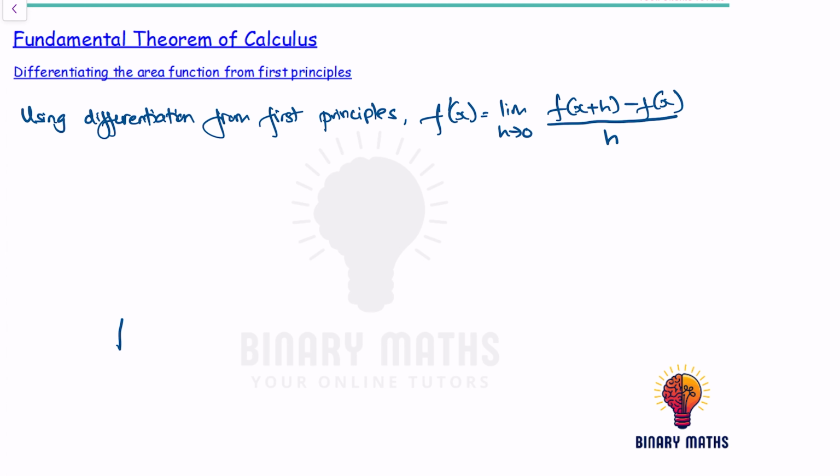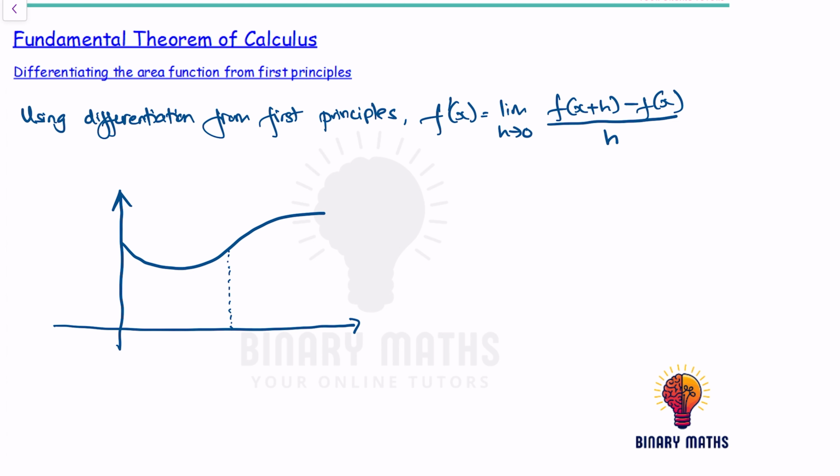So imagine we have a function. The function goes like this, and then we have a point x here, and this would be f of x, the corresponding y value. If we increase x by h, then the x value of that point will be x plus h. This is y equals f of x.